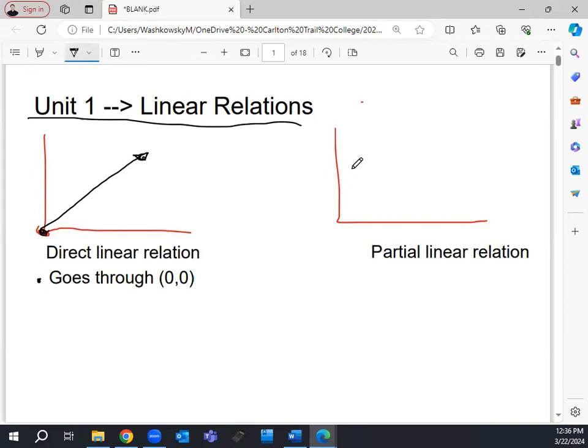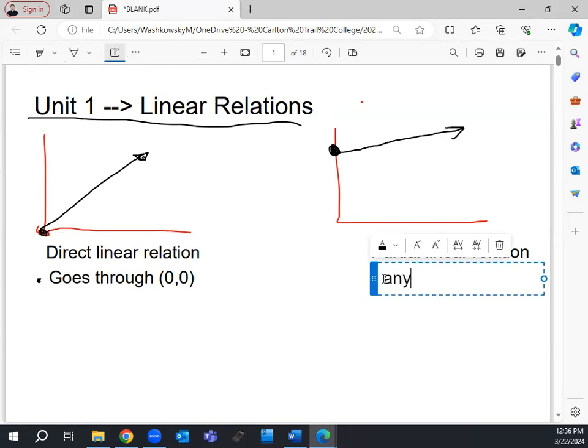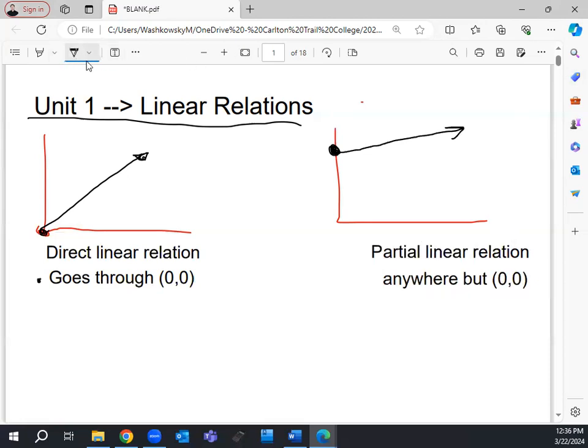Whereas if you have a partial linear relation, that's where it's not starting at 0, 0. And remember, if you go from left to right, that's positive. If I'm going down, though, like this, negative.